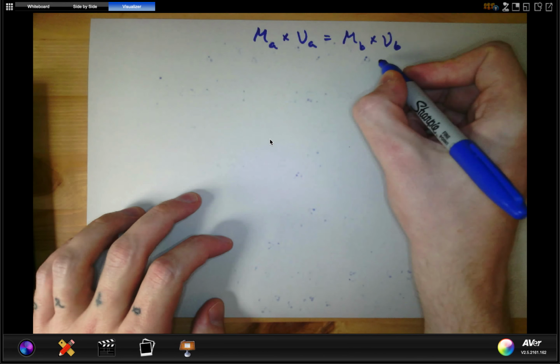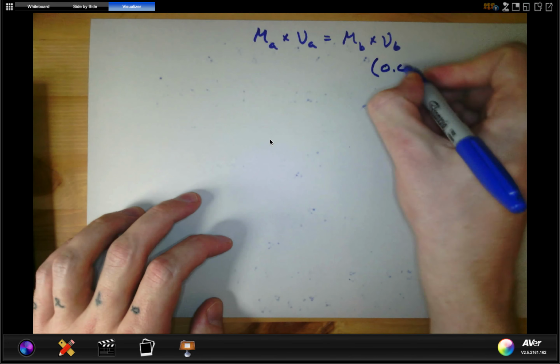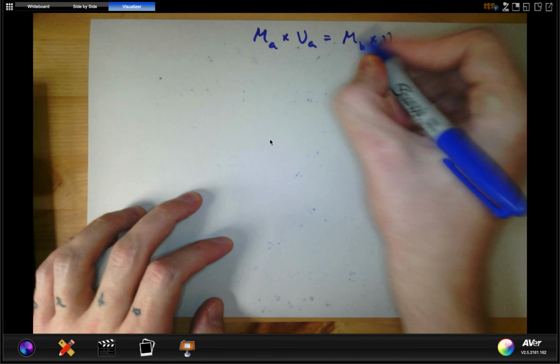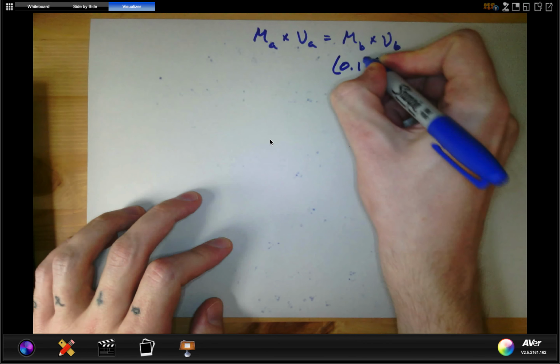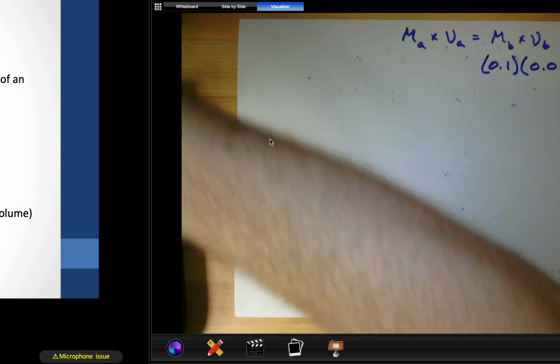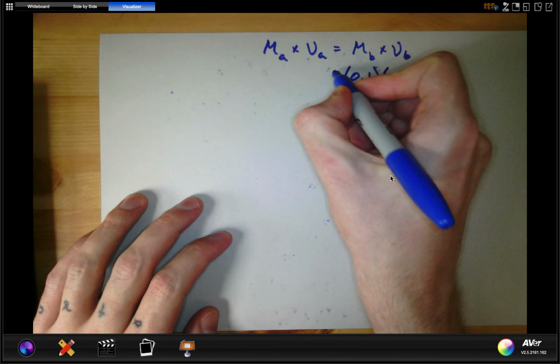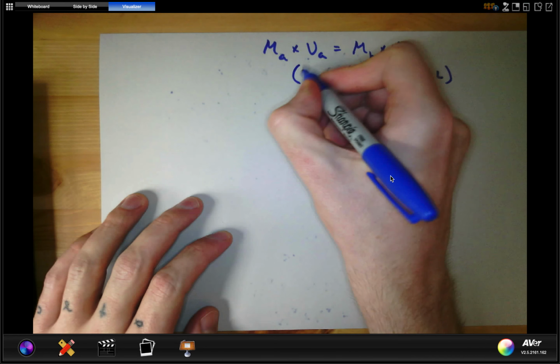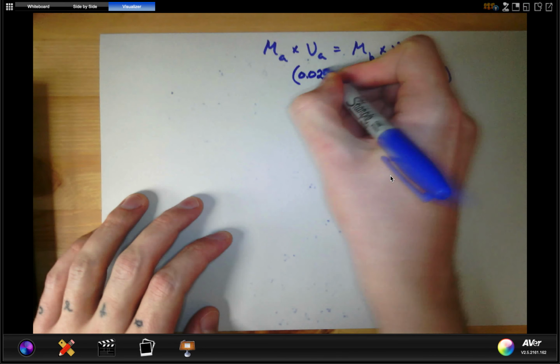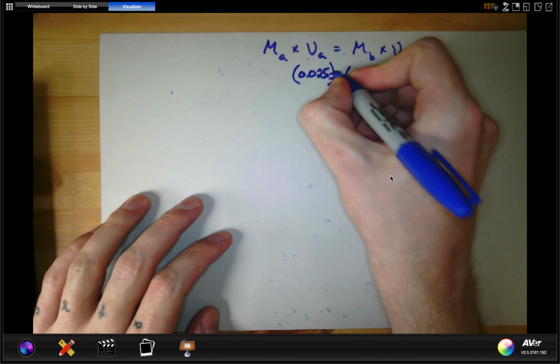So 50 milliliters is the same as 0.05 liters, and it was a 0.1 molar solution. Cool. That's that information down. It was used to completely neutralize 25 milliliters of acid, HCl again. And look at that, we're coming up with the concentration of acid again. So 25 milliliters, that's my volume of the acid, so that's 0.025. Sorry about how jumbled that is.